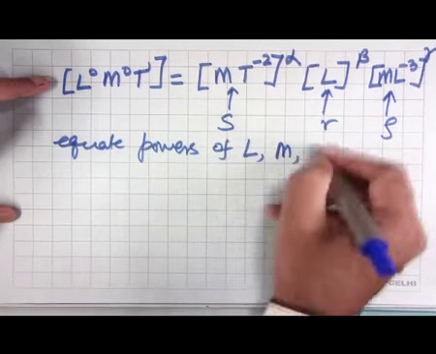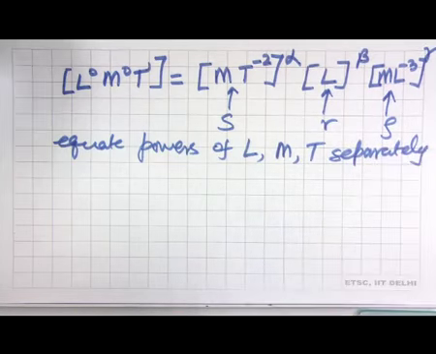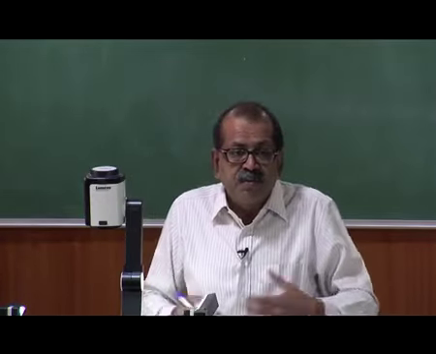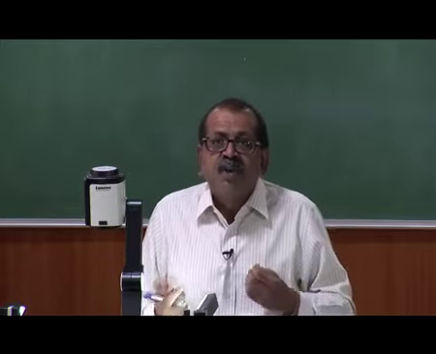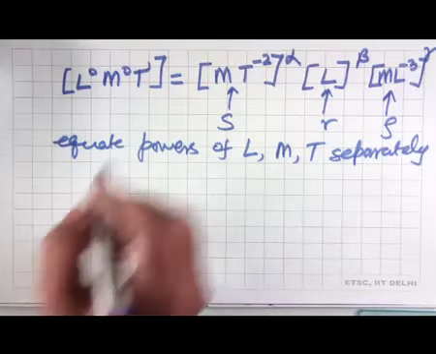L, M, T separately. This will give us 3 equations, and that is why I said that if there are more than 3 quantities, we will just be able to reduce the number of variables, we will not be able to give the final form. So, here let us do this. Now when we write this, the power of L on the left is 0. So, we get 0 is equal to beta minus 3 gamma. This is what L gives us.